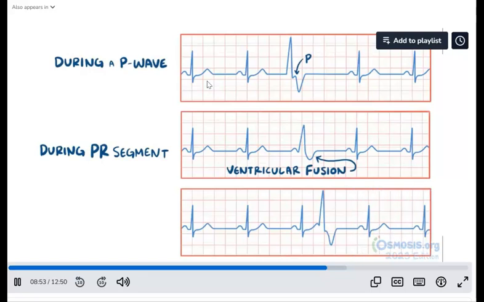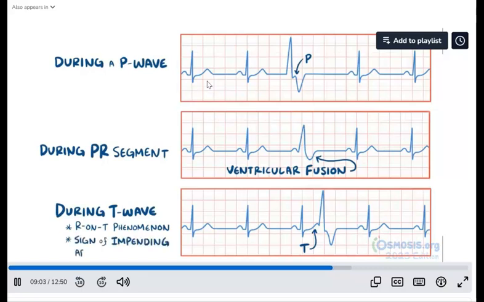Early afterdepolarizations might start during the ST segment, or even during the T wave, which is called R on T phenomenon. This used to be considered an ominous sign of an impending dangerous arrhythmia, but recent studies show that this might be a bit more unclear than once thought. Sometimes premature ventricular contractions can keep happening, rather than be isolated events.